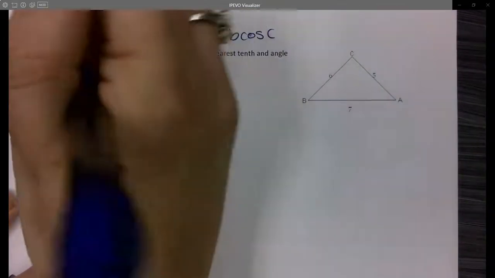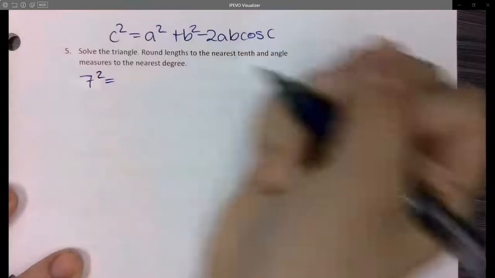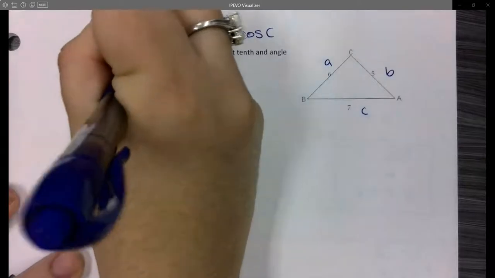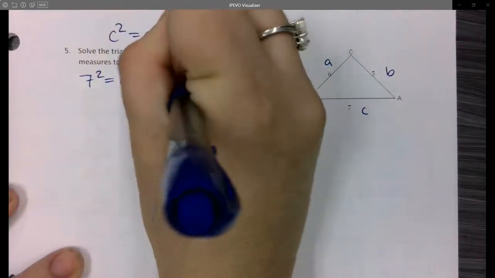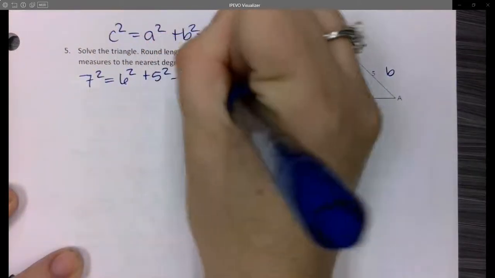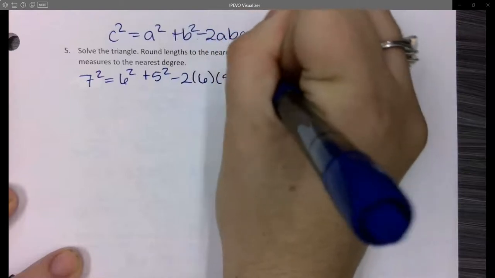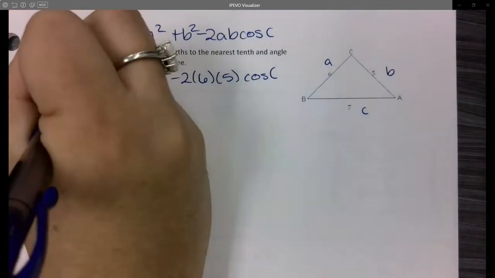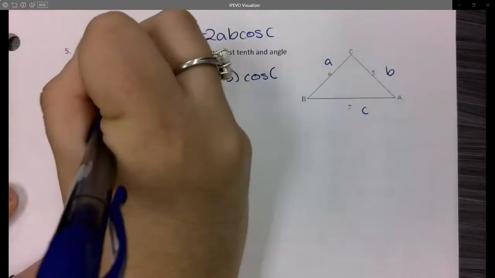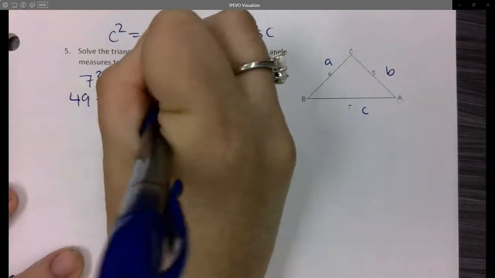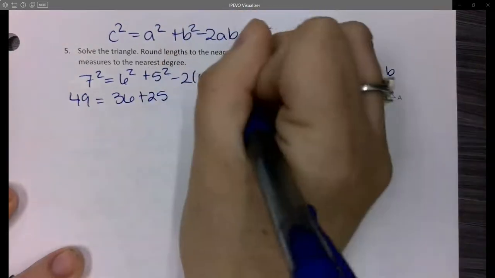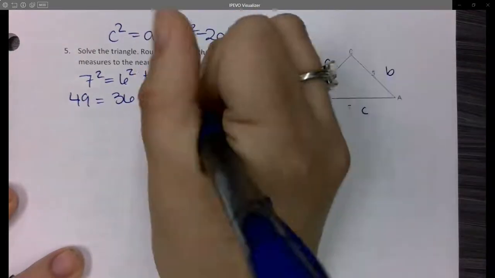Then I want to go ahead and plug in, so I'm going to have 7 squared equals, this is C, B, A, 6 squared plus 5 squared minus 2 times 6 times 5 cosine C. Then I want to go ahead and simplify. So this is going to be 49 equals 36 plus 25. Negative 2 times 6 is negative 12 times 5 is negative 60.